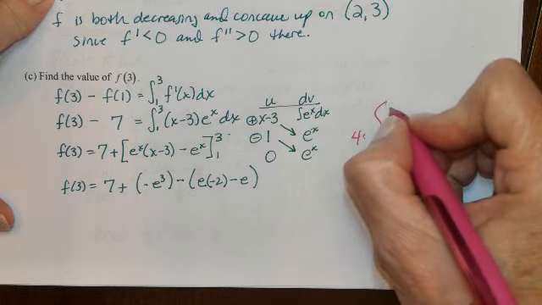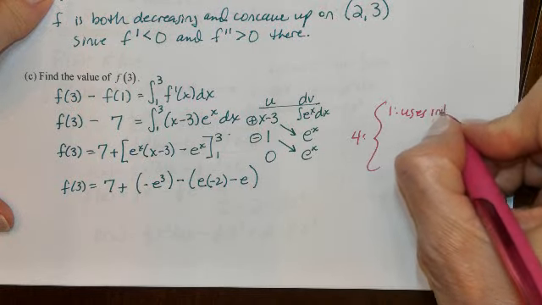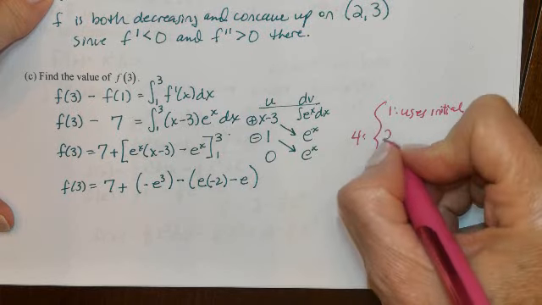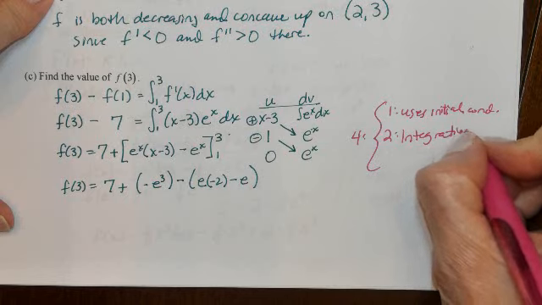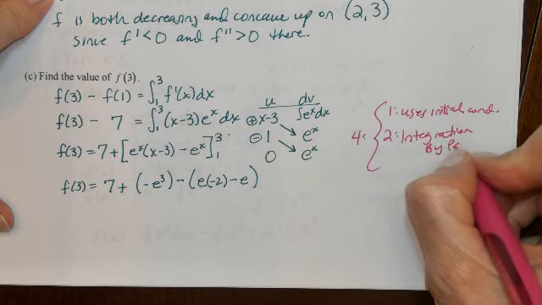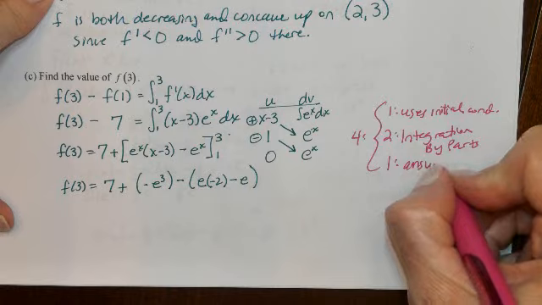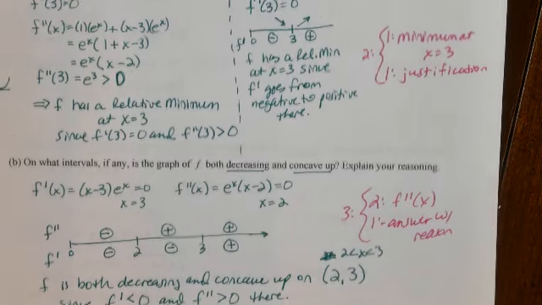Let's see how they did it. 1 point for uses initial condition. 2 points for your integration by parts. And then 1 point for your answer. So, did not think that was too bad of a problem.